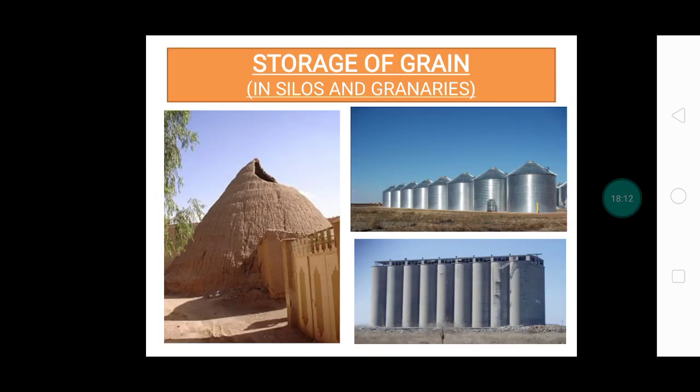Now, what are the important features of a storage structure for storing grains on a large scale? It should be easy to clean. It should be waterproof. The storage silos and granaries should protect the grain against variations in temperature and humidity. Also it should be well protected from rodents. It should be convenient for regular checkup of the stored food material. So there are some important features.